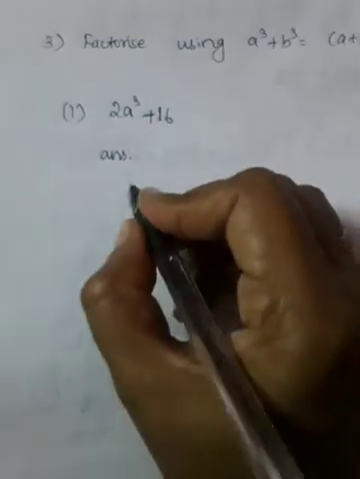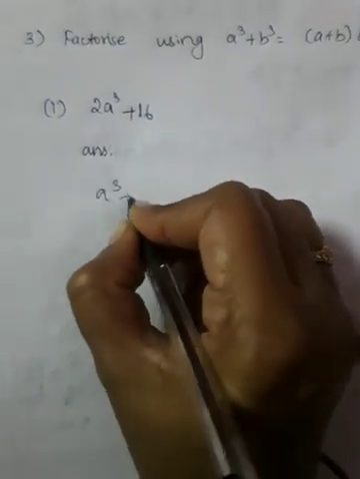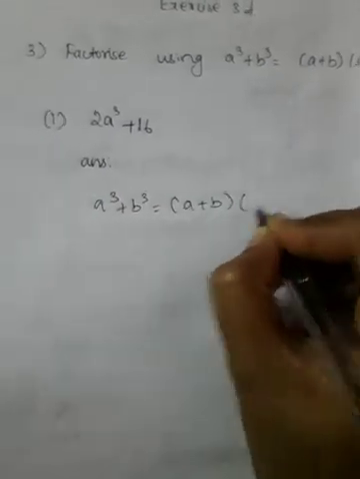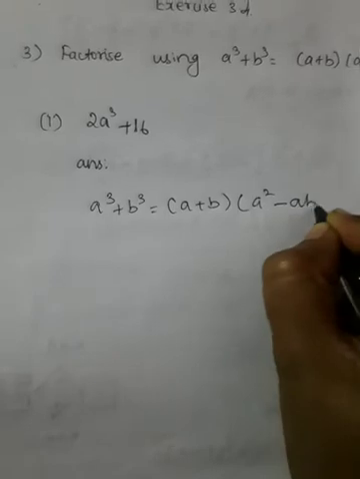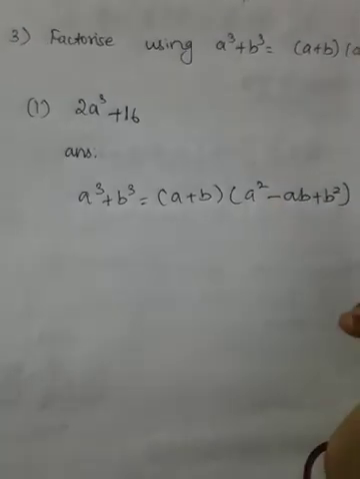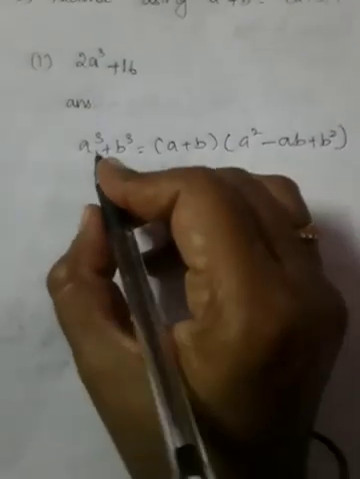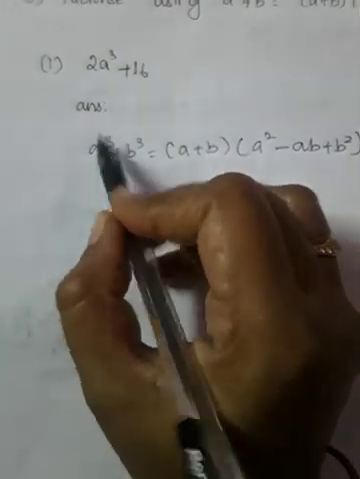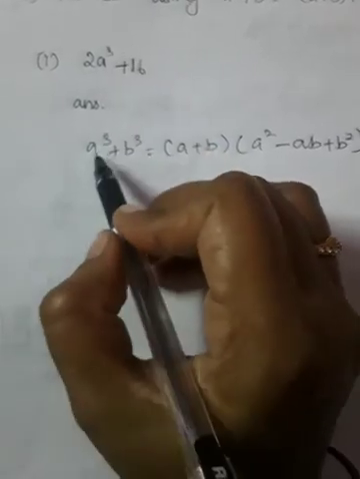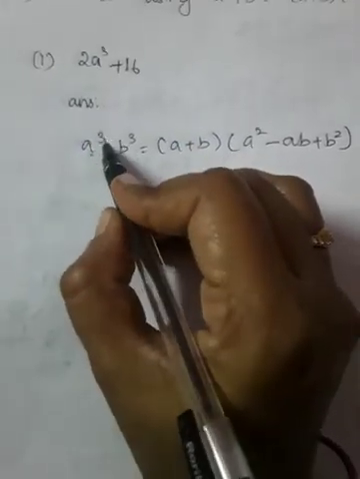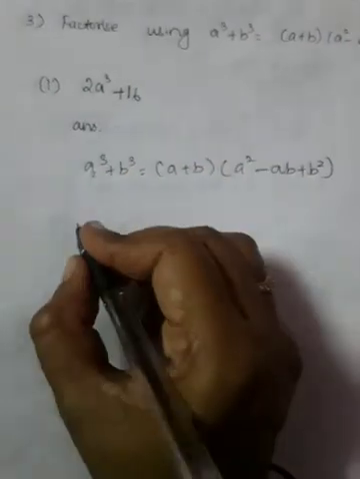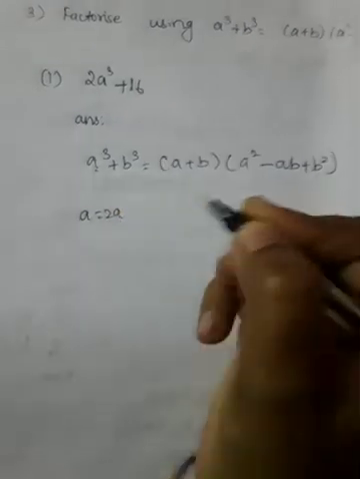Okay, so the given question is 2a cube plus 16. Actually, what is the identity we are using? a cube plus b cube is equal to a plus b into a square minus ab plus b square. Got it? Now, you must check whether this a is in cube or not. What is a here? 2a cube. So cube is there, so a is equal to 2a.